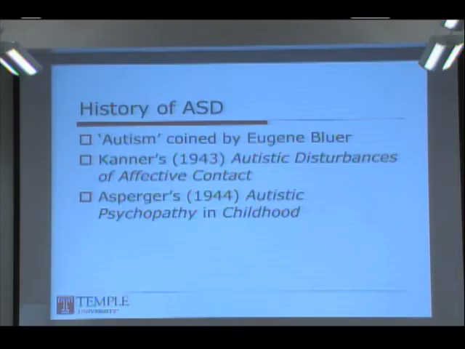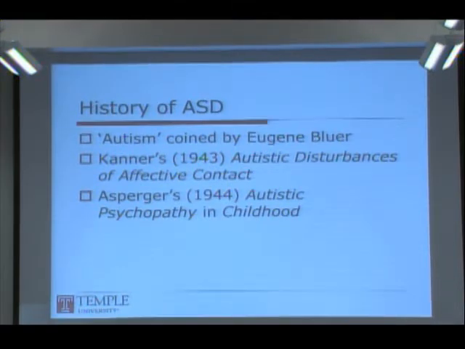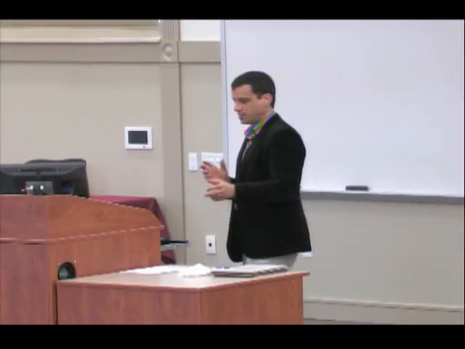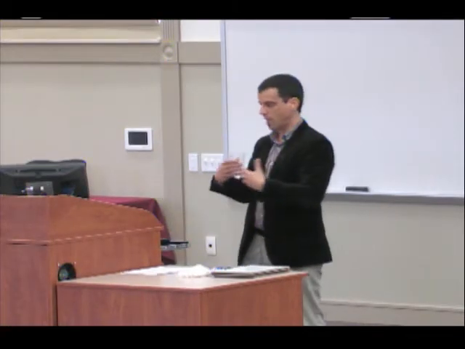So let's talk a little bit about the history of autism. The term autism was actually coined by Eugene Bleuler in the early part of the 20th century, although at that point the term wasn't connected to our contemporary definition of autism as such. And he sort of got it from the Greek word meaning self or of the self.